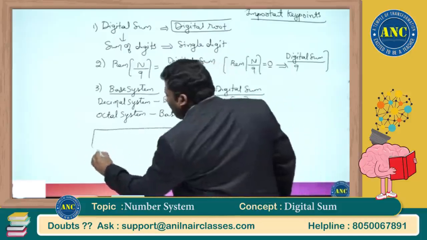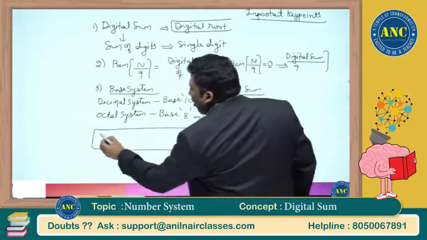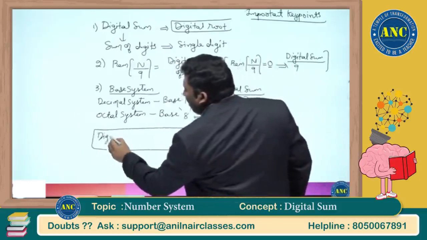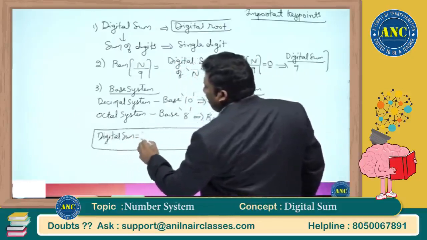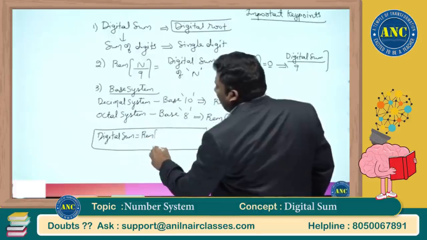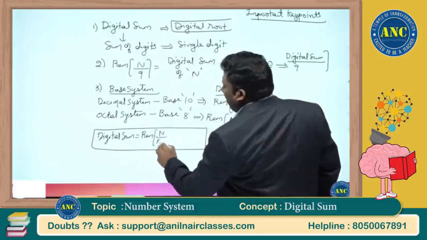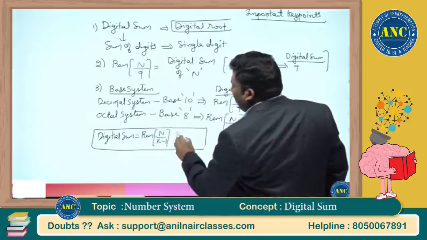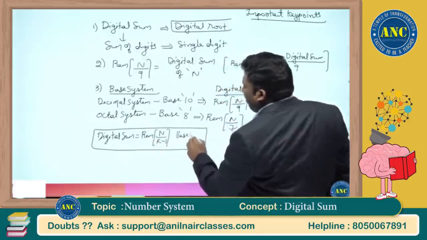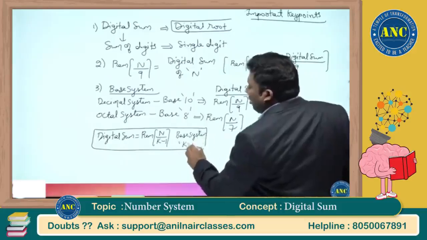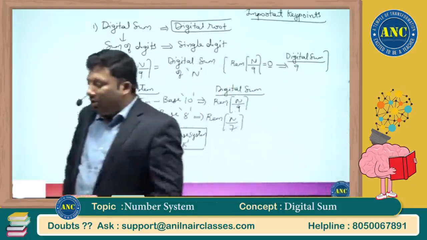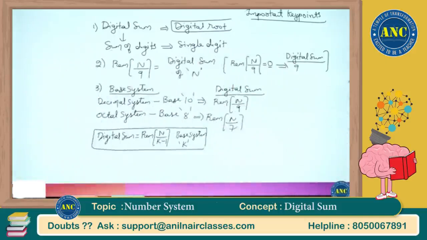What is the important key point? In case you want the digital sum of a number, divide this number by k minus 1 and find the remainder. What is k minus 1? If the numbers are in base system k. Very, very important. Otherwise, you will spend a lot of time doing the addition and subtraction of a given number.